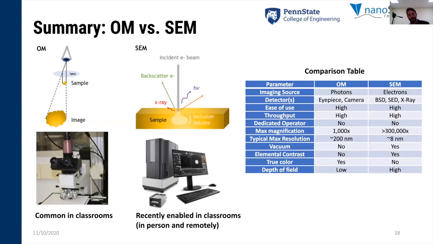So finally, a summary slide between these two techniques. I'm going to focus on that table over there to the right. The big thing is the imaging source is different, right? Optical uses photons and the scanning electron microscope uses electrons. But that one difference creates huge differences. Most notably, essentially the detectors. An optical is using an eyepiece or your eye, and the SEM is using a backscattered electron detector or something like that.